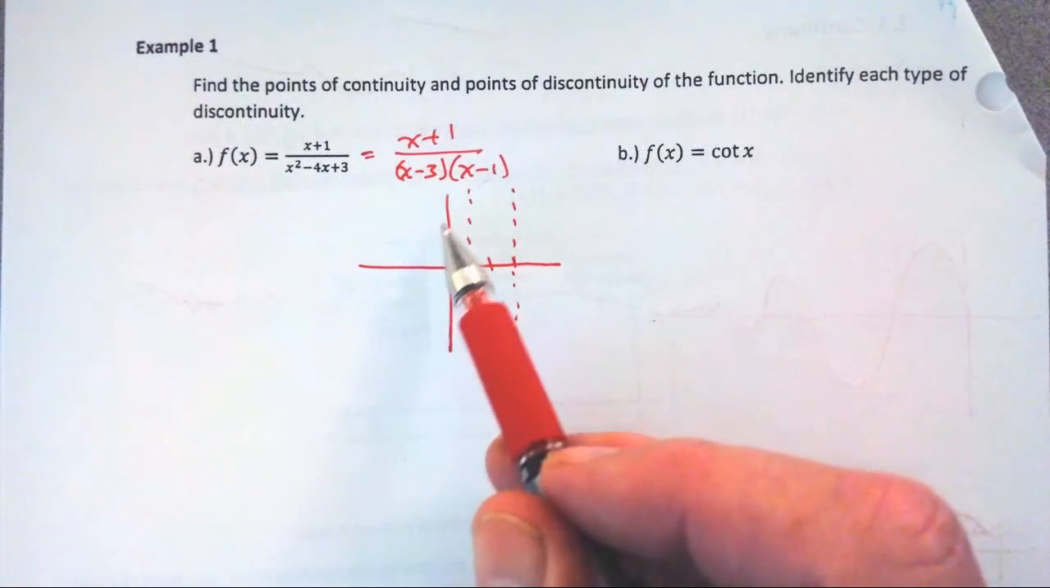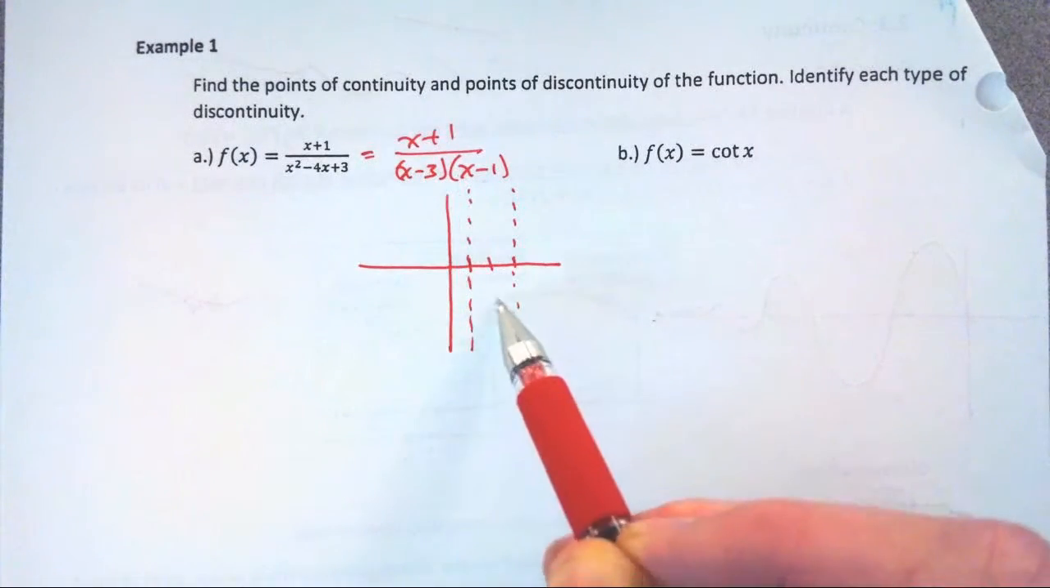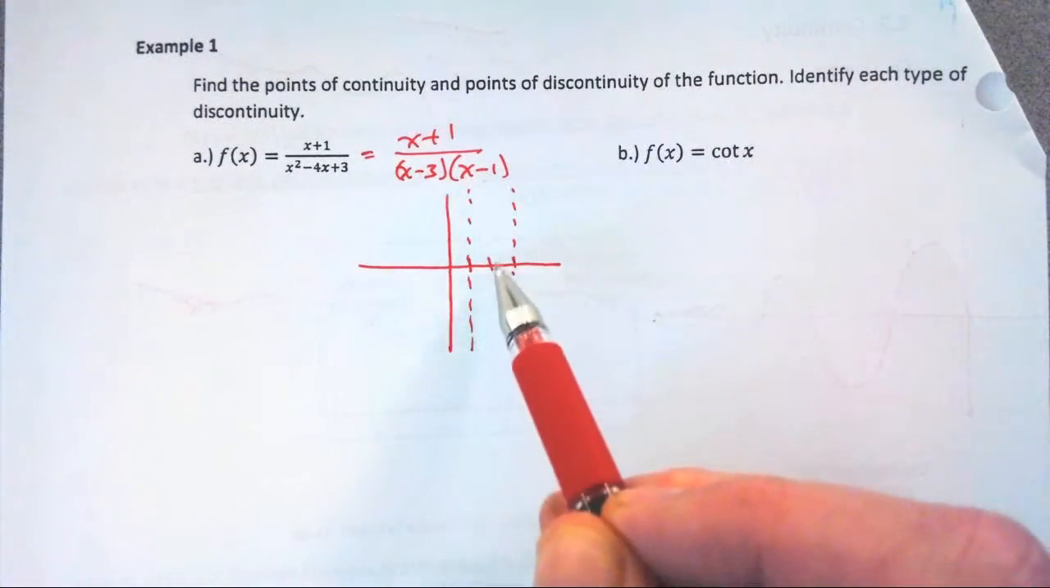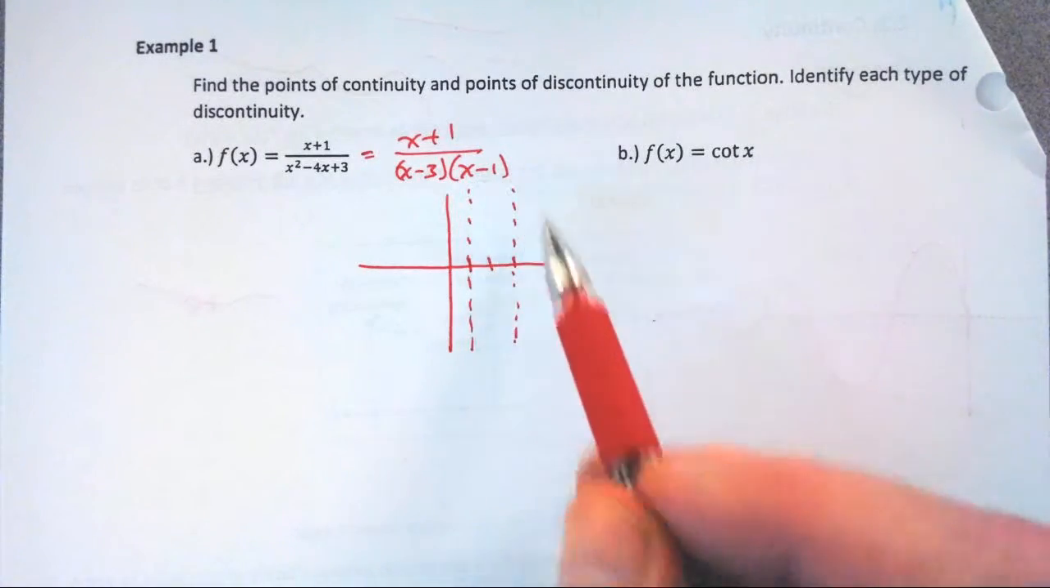What's going to happen? It's either going to go up here or down here. It's either going to go down here or up here. It's either going to go up here or down there.